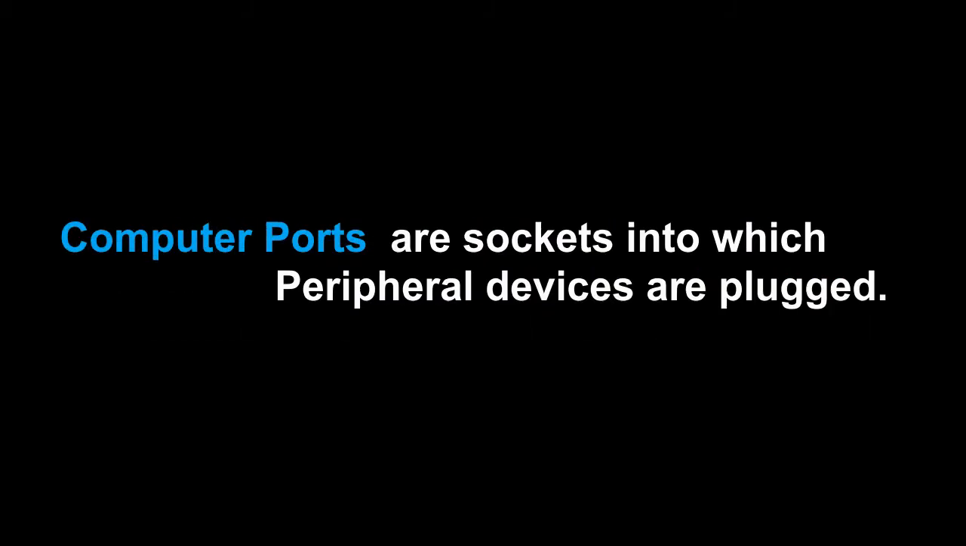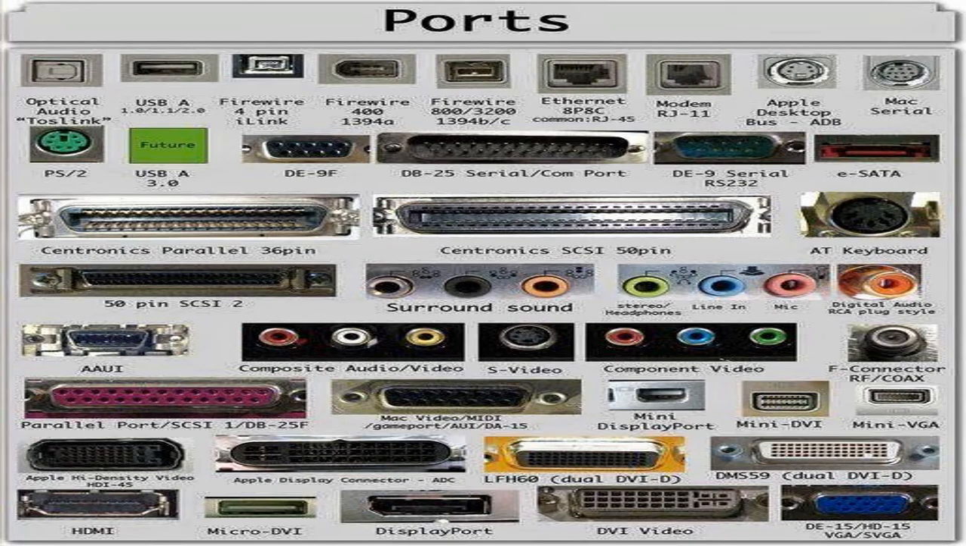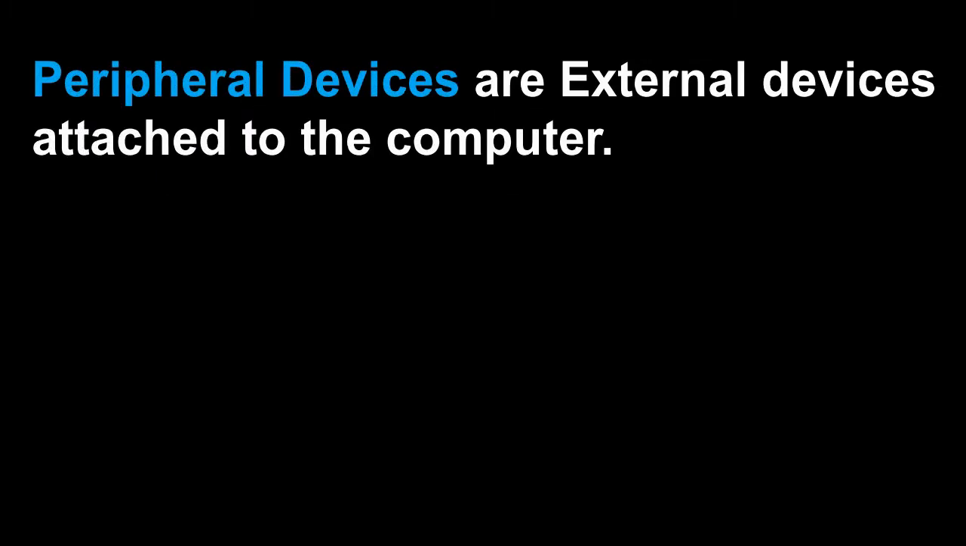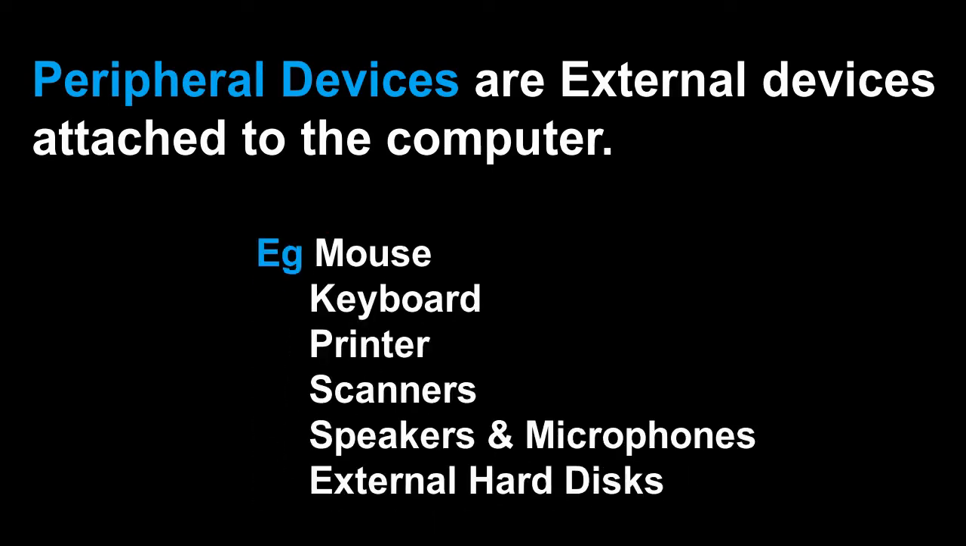Ports are sockets into which peripheral devices are plugged. So these are sockets, and peripheral devices are external devices attached to the computer through these ports. For example, we have the mouse, the keyboard, printer, scanners, speakers and microphones, external hard disks. So these are examples of peripheral devices.